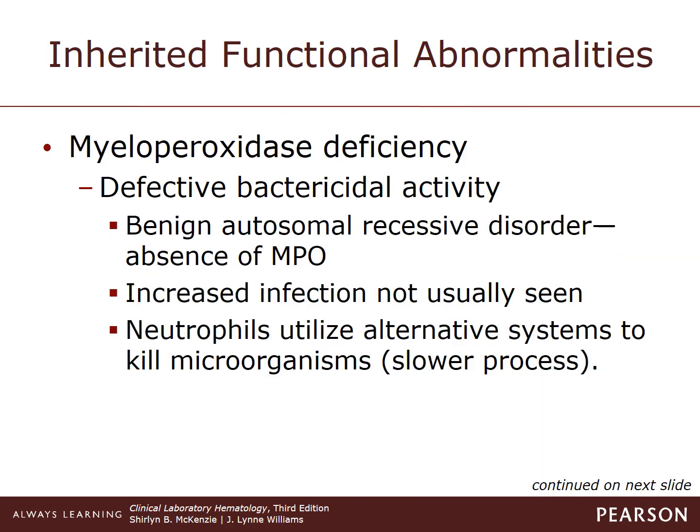Myeloperoxidase deficiency is a benign autosomal recessive disorder characterized by the absence of myeloperoxidase in the neutrophils and monocytes. So here they have a deficiency, so they can't adequately kill microorganisms. However, neutrophils are able to utilize an alternate antimicrobial system to kill these microbes, and the cells can function normally.